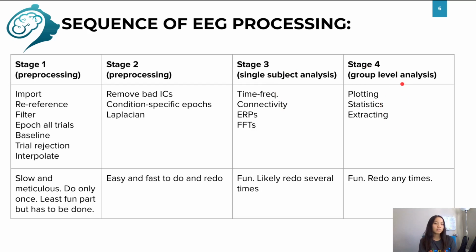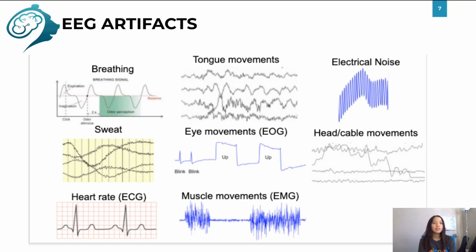Note that I'm not going to go over all of these methods. What I'll be going over are the ones I think are most important, but if you want more information about EEG processing, feel free to check out Mike Cohen's book. Alright, and in this lesson, as well as the next lesson, we will be focusing on pre-processing.